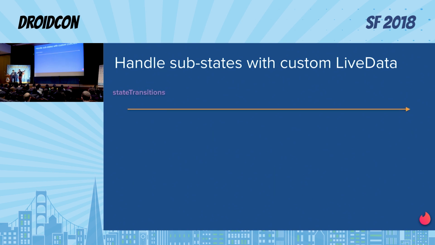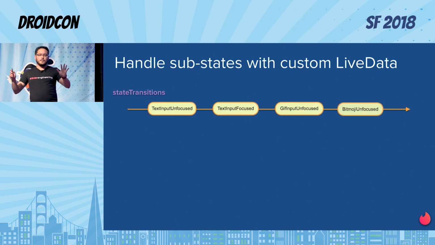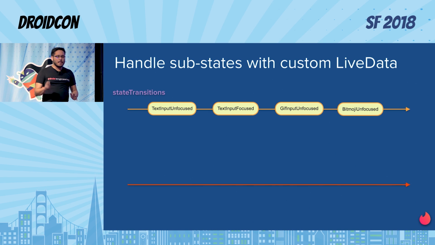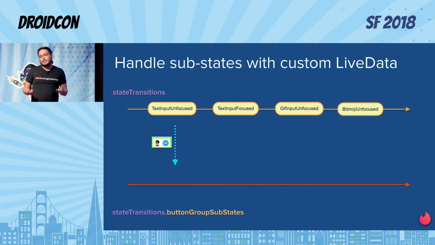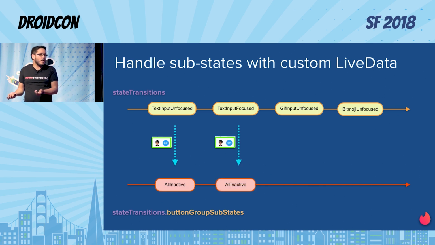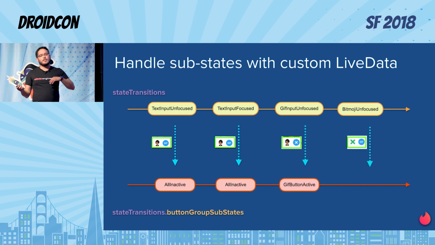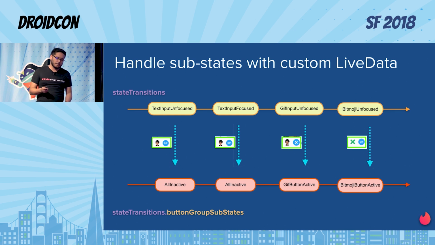So let's imagine this. We have the state transitions. And then we have text input unfocused, text input focused, and all those four. And then when we are in a certain state, the buttons there, the substate, are all inactive. And when it's text input focused, it's still all inactive because we haven't touched them. In this case, then the GIF button is active, and in the other, the Bitmoji button is active.